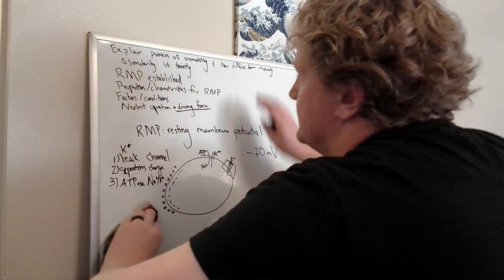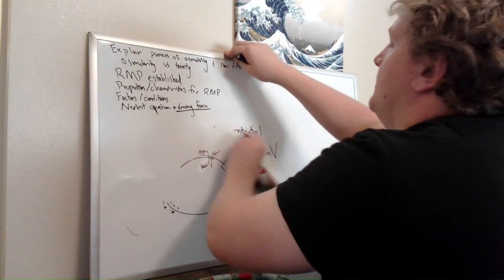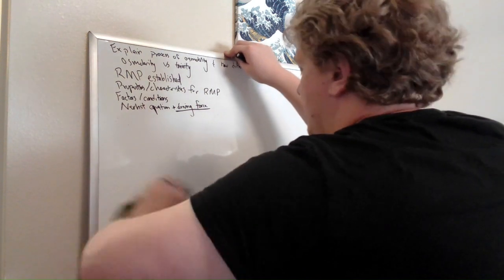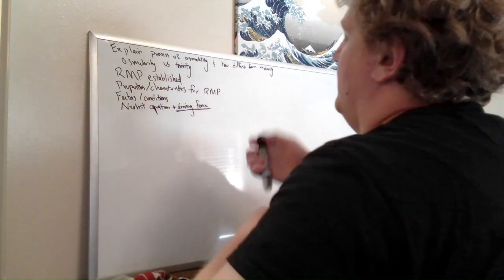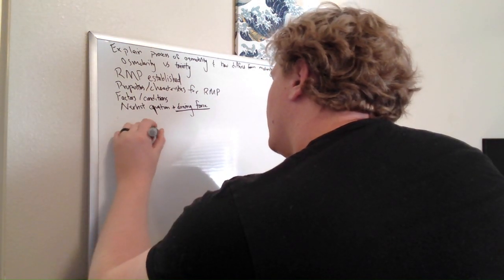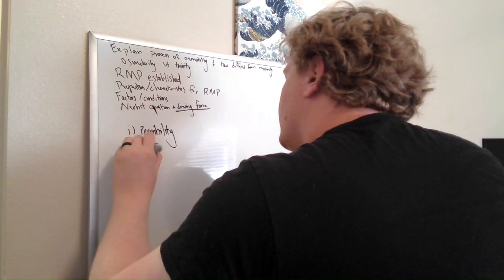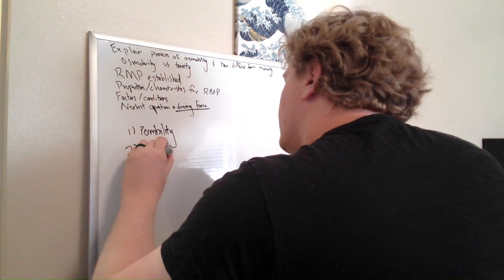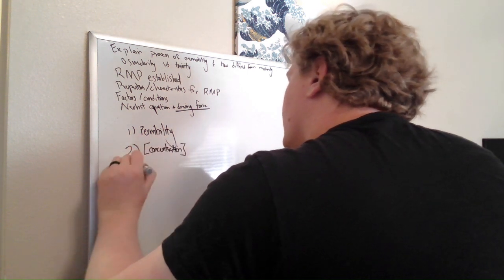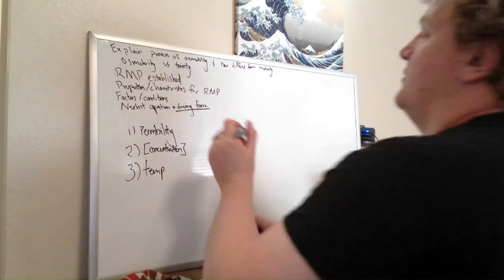So the factors and conditions that can change resting membrane potential are, first, permeability. Second, concentration of ions. And then temperature can also play an effect. So we'll go first with permeability.